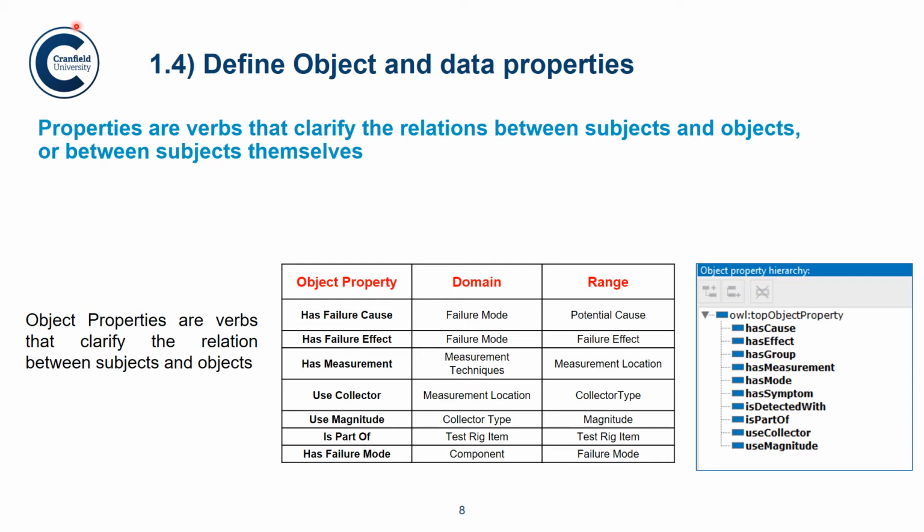And this table shows the properties with their relevant domain and range. For example, the first object property is has failure cause, and the domain for this one is failure mode, and the range is potential cause. The second one is has failure effect. The domain for this object property is failure mode, and the range is failure effect, and so on and so forth.